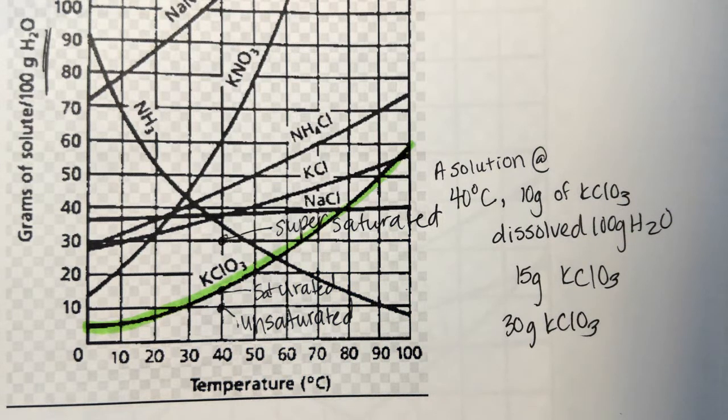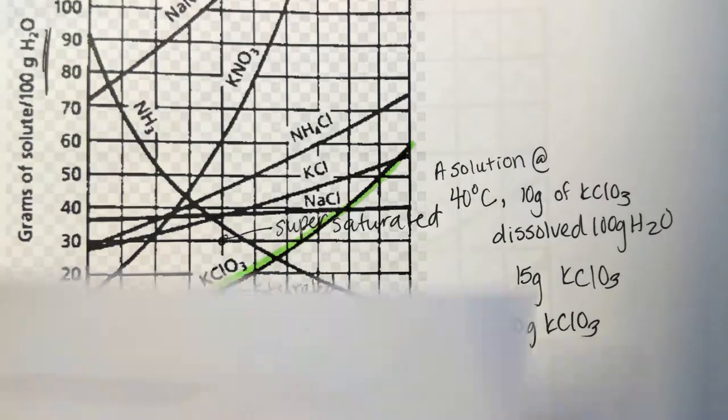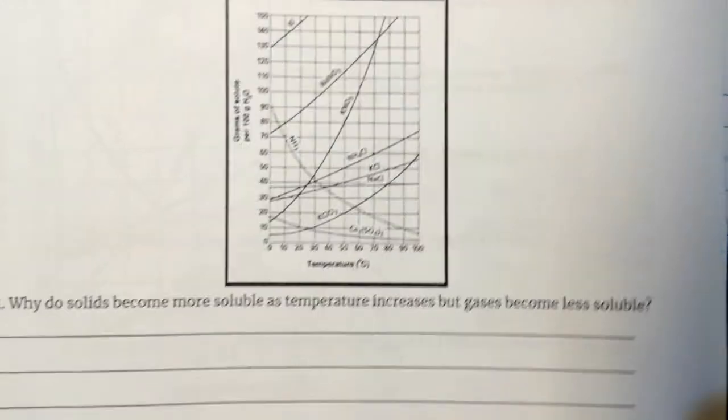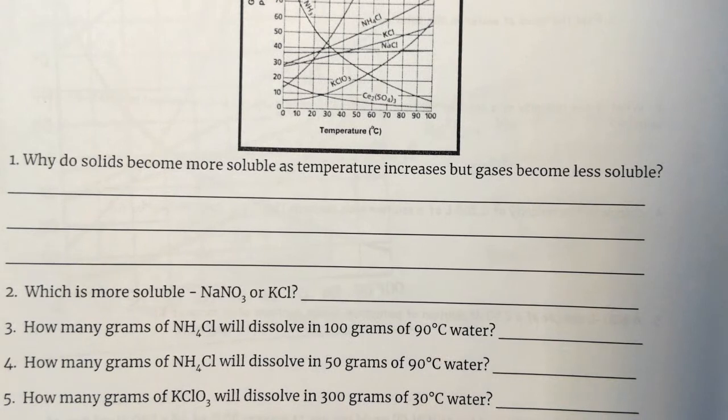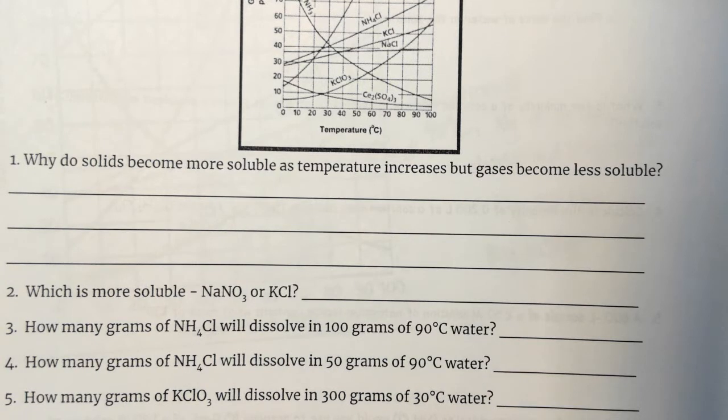So what we're going to do is look at different problems that use solubility curves. Okay. So first off, why do solids become more soluble as temperature increases, but gases become less soluble? Well, we know solids usually have very low kinetic energy, so when we increase temperature, it increases kinetic energy, and then of course it causes more collisions and helps it dissolve better, whereas gases already have a high kinetic energy, so when we increase temperature, it makes them go even faster, so it causes them to come out of solution and of course decreases the solubility.